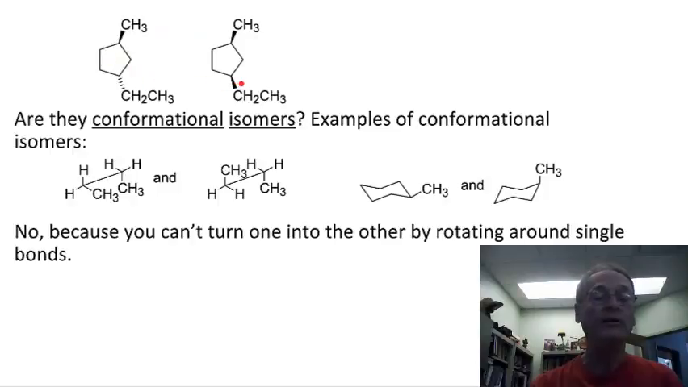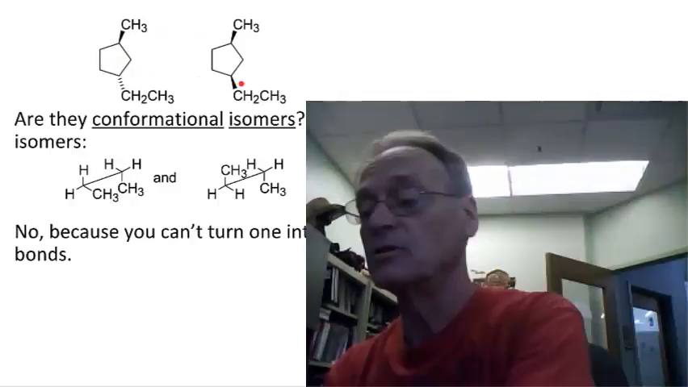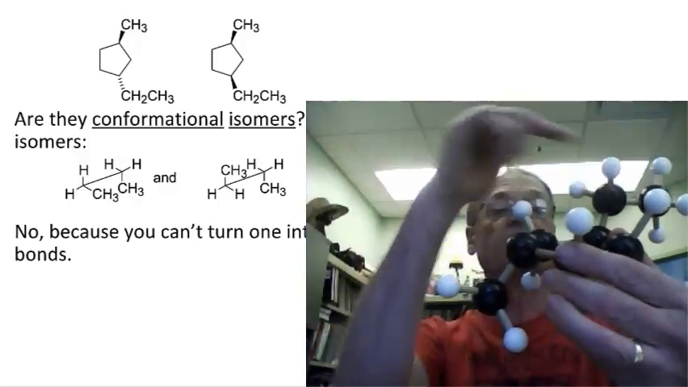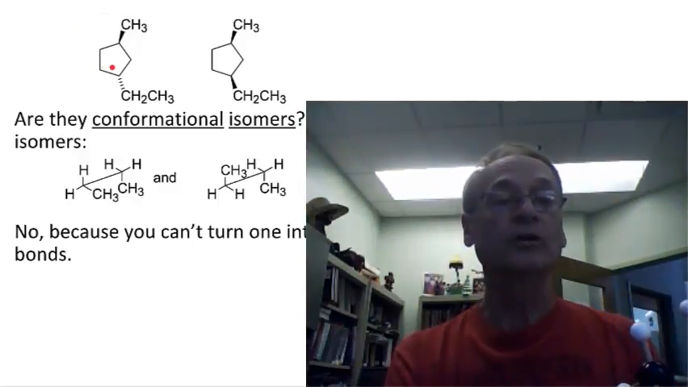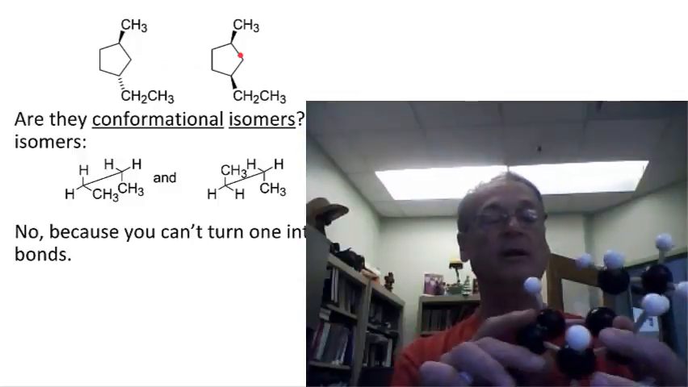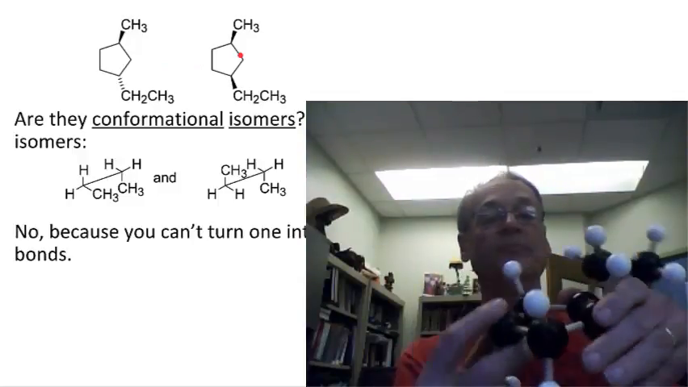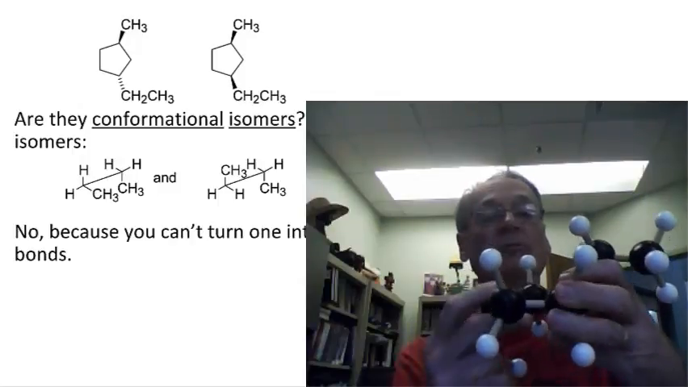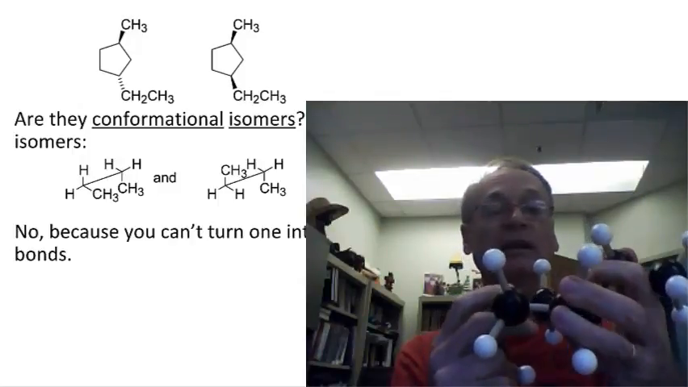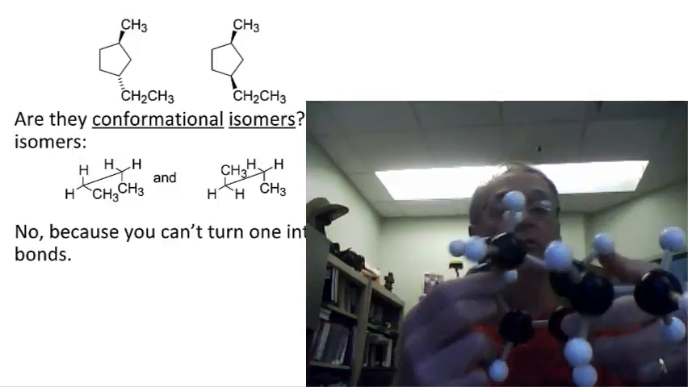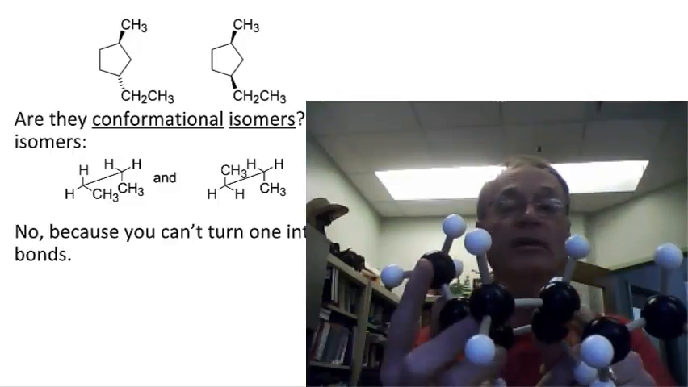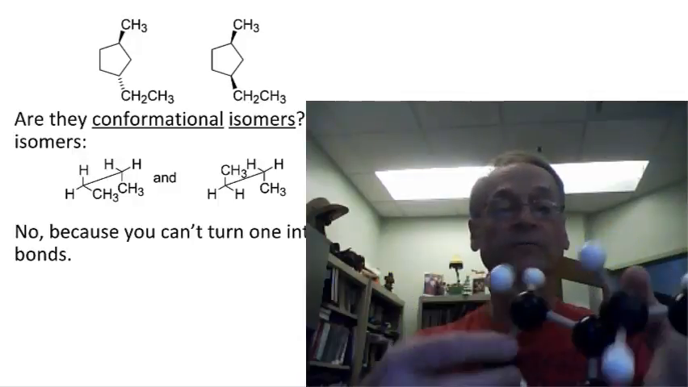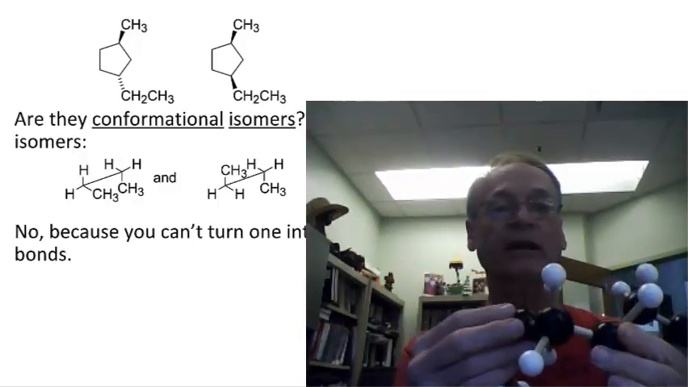Can we turn one into the other by rotating around bonds? For example, here is the trans one, methyl group down, methyl group up. Can we turn this into this by somehow rotating around bonds here? Well, we can jiggle it a little bit, but the fact is, what was down will stay down, and what was up will stay up, unless we turn the molecule upside down. But then, the methyl group is up and the ethyl group is down, so it's the same thing whether you flip it like a pancake or not. They're still trans, they're not cis.